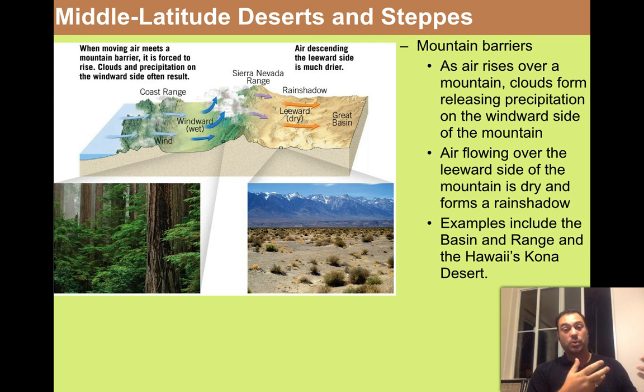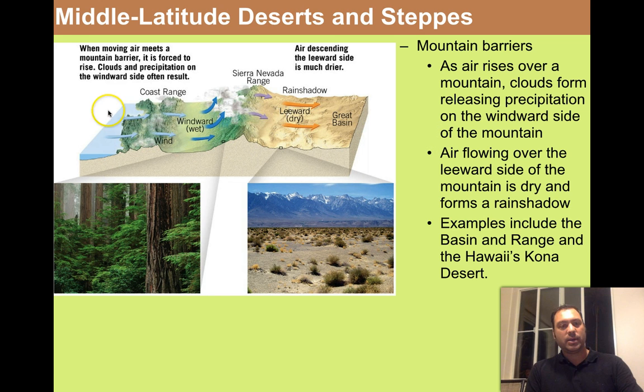We've had other places where the water cools the air so much that the air has difficulty rising and transporting that water into a location. Another way is mountain barriers. As air rises over a mountain, clouds form, releasing precipitation on the windward side of the island, or of the mountain. Usually I use the example of the Hawaiian island, which I will use a photograph of in a moment. So forgive me for saying island, but yeah, mountains.